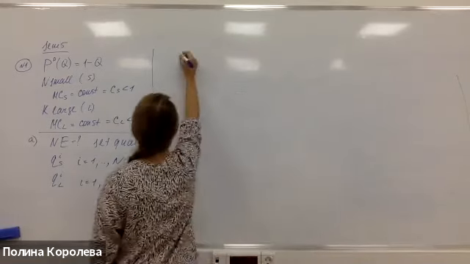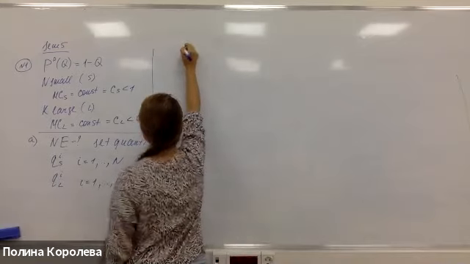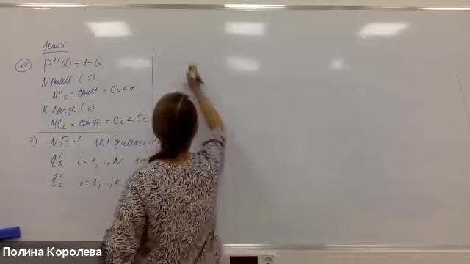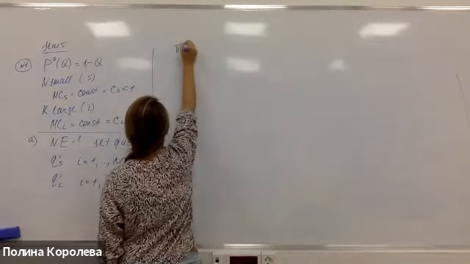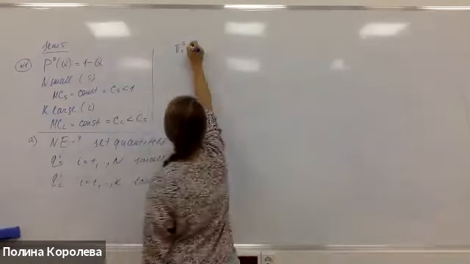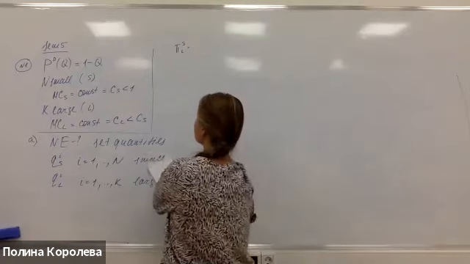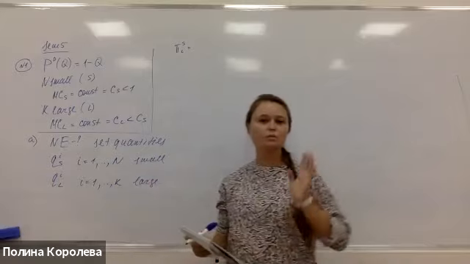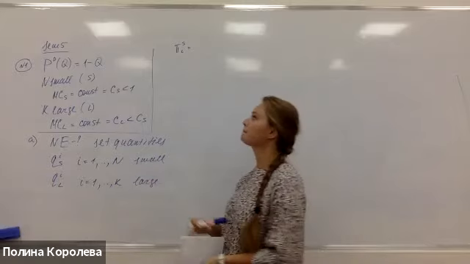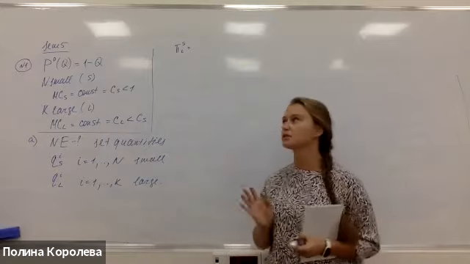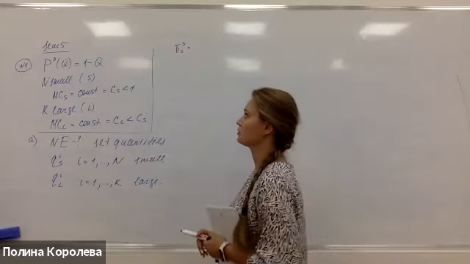So what will we write? For example, for a small firm, the profit of one small firm i is what? Total revenue minus total costs. We know that total revenue is price multiplied by the quantity that is sold by this firm.